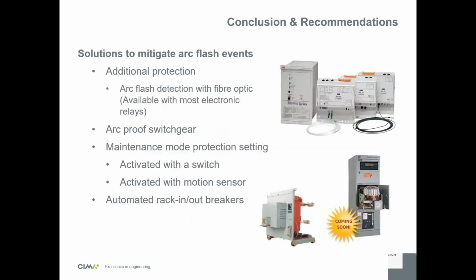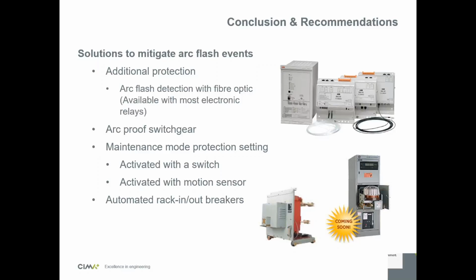So as for additional protection, examples, you can use arc flash detection relays. For these relays, you have a fiber optic sensor in your switchgear, for example, and when it senses the light of an arc flash, it will trip the main breakers. So this is one of the additional protection that can be used. You can also use arc-proof switchgears that are made to dissipate the energy of an arc.